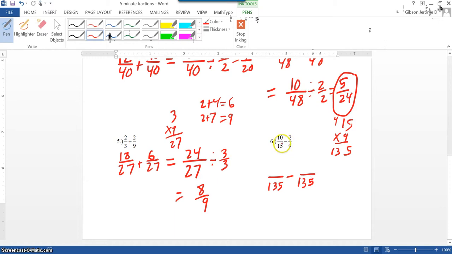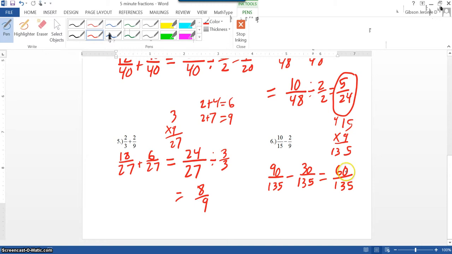Now we want to do our numerators here. So we will cross multiply. 10 times 9 is 90. And 15 times 2 is 30. Remember, the top times the bottom gives you the first. The bottom times the top gives you the second. Now we subtract. We carry over our denominator, which is 135. And 90 minus 30 is 60.